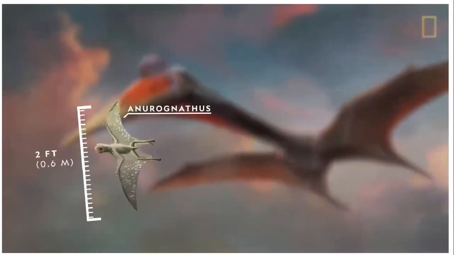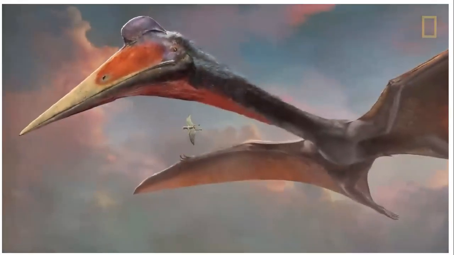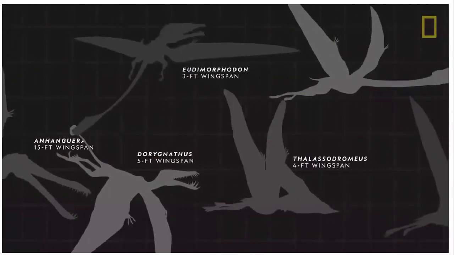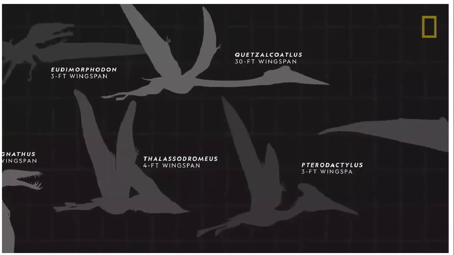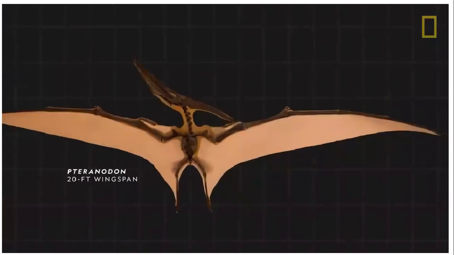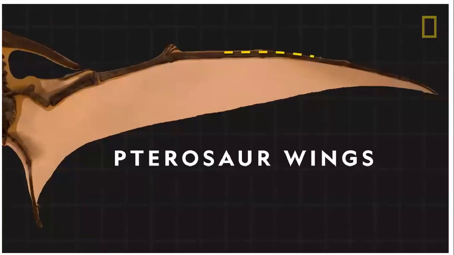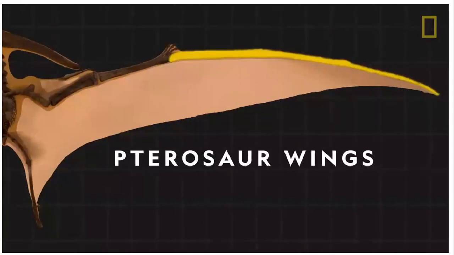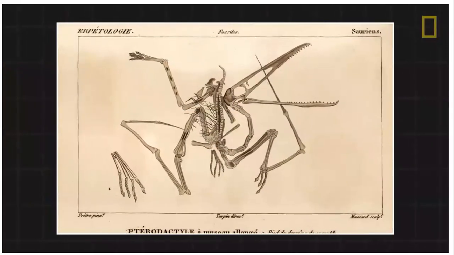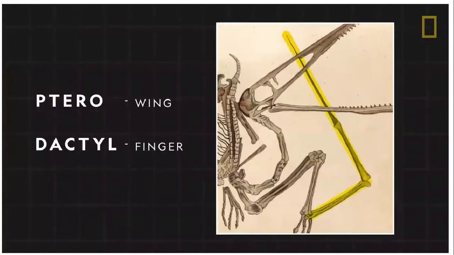Some, like Anurognathus, were the size of small birds and probably preferred to eat insects. With such a wide range in pterosaur size, there is ongoing debate over how some species were able to fly, but similarities in their wing structure and anatomy may offer clues. Pterosaur wings ran along their sides from shoulder to ankle, and each wing was held up and supported by an elongated digit. The first pterosaur ever discovered was actually named for this characteristic. Pterodactyl is a combination of the Greek words for wing and finger.